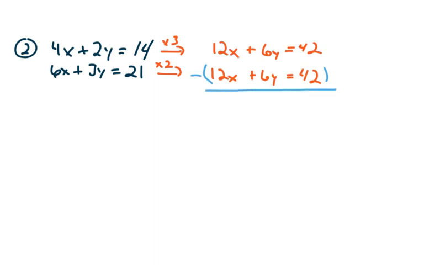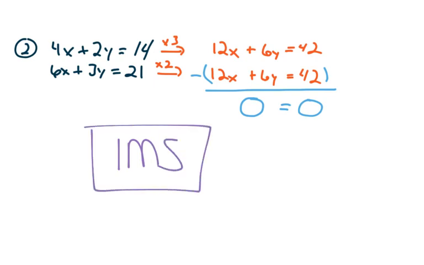So 12x minus 12x is 0. 6y minus 6y is also 0. So on the left-hand side, we're left with a big fat nothing. And 42 minus 42 is also 0. So we're out of variables. We got nothing left. If you ever run out of variables, and you're left with nothing on both sides, if both sides match, then your answer here is going to be infinitely many solutions, okay?